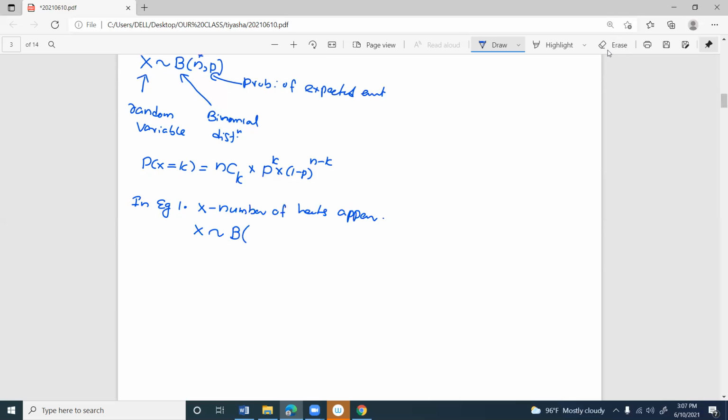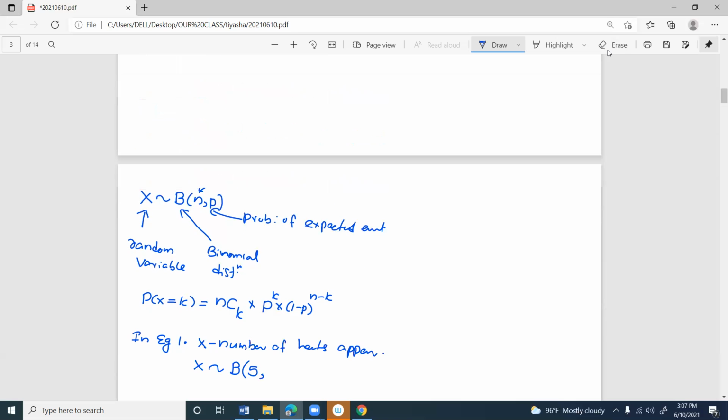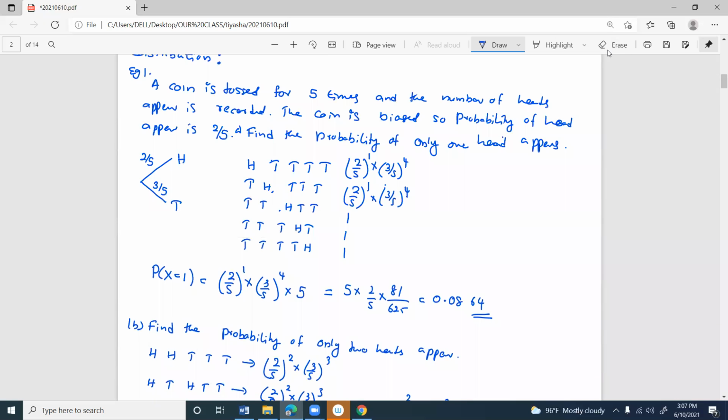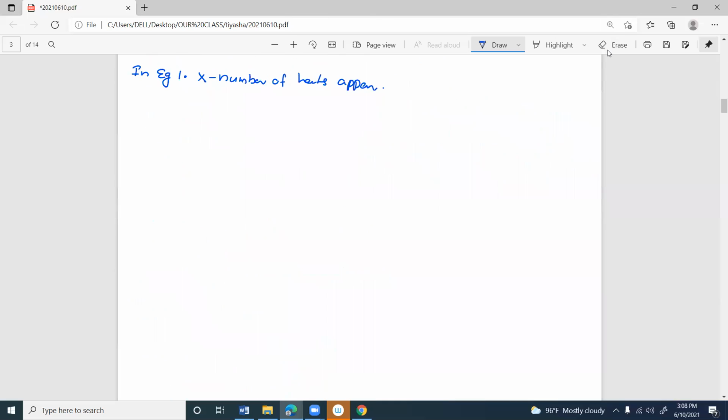How many times do you repeat this experiment? We repeat this experiment 5 times, because you toss the coin 5 times. So n is 5. We get the probability of a head appearing at one time, and the probability of a head appearing is 2/5. Always here the probability you should write with the success probability you expect in this experiment.